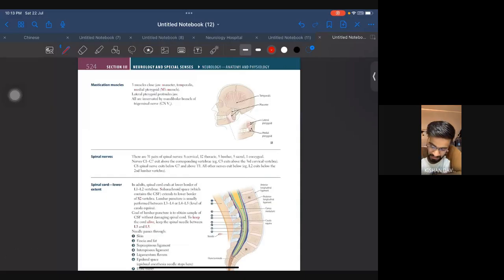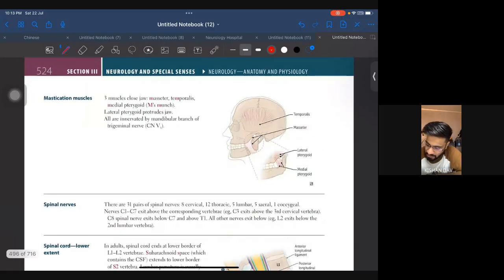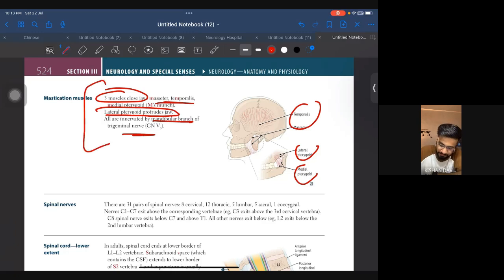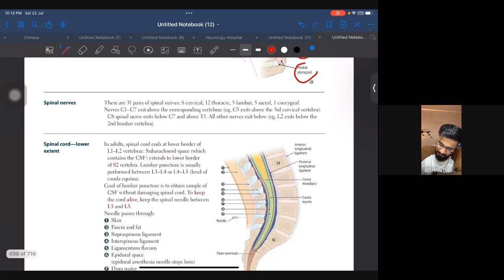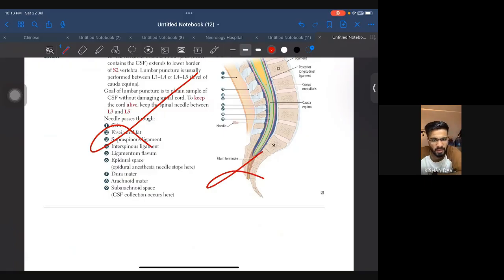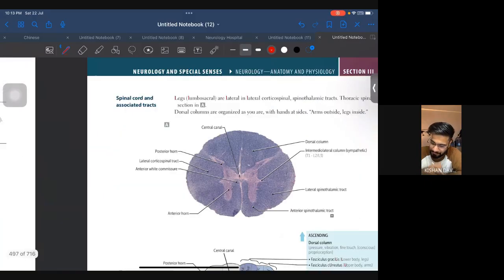Okay, mastication muscles are important. They ask the function of temporalis, masseter, lateral pterygoid, medial pterygoid. The lateral pterygoid protrudes the jaw. All are innervated by V3, and these are closing the jaw. So remember this. Okay, leave this, no need. Leave this, no need. Okay, छोड़ दो, एक भी question नहीं आया है.